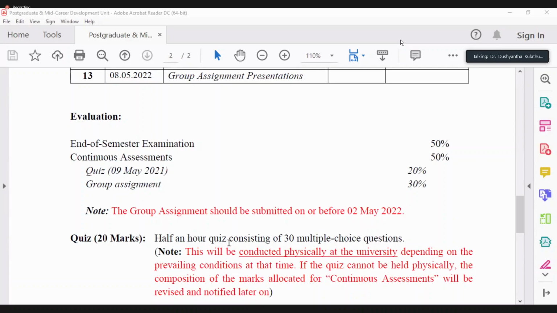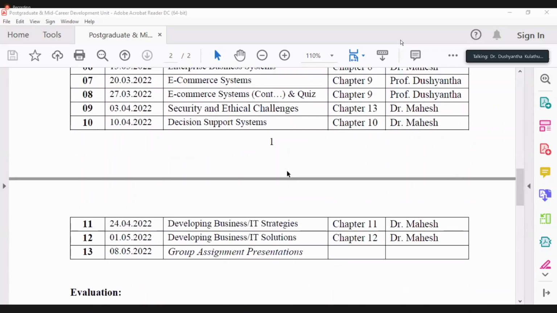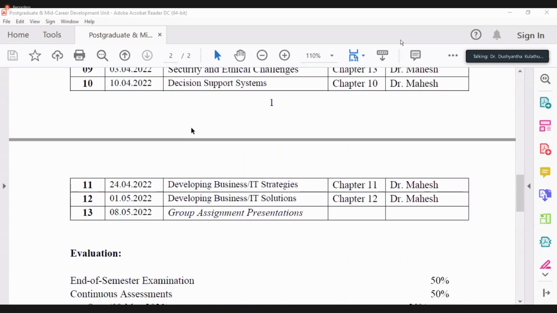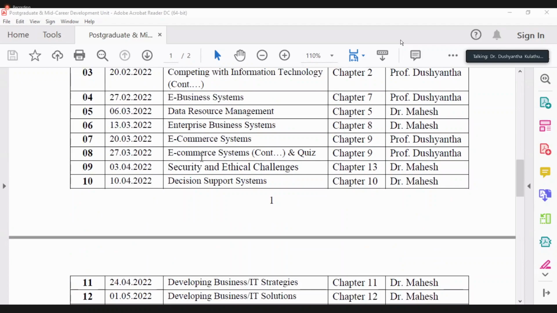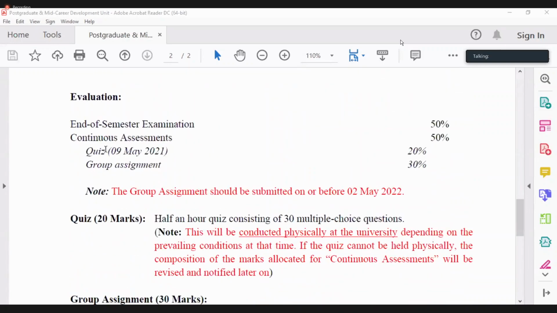Then a half an hour quiz that is scheduled for 27th of... it says 9th of May, sorry. Yeah, that has to be corrected. I think this should be 27th. Anyhow, I will come up with a confirmation.